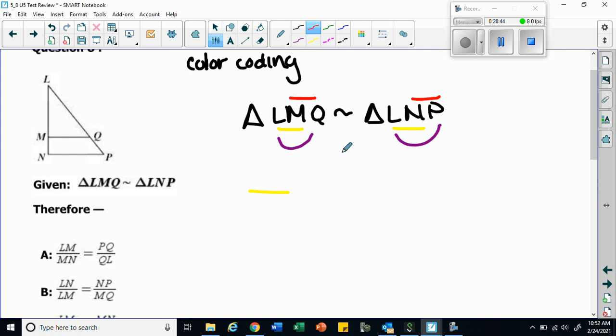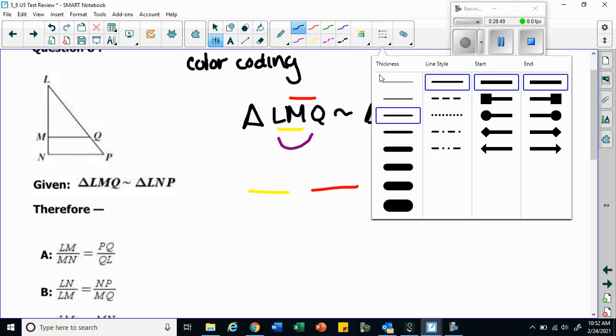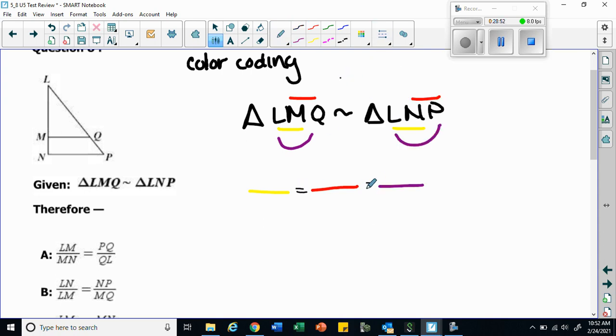All right, so what about our yellow? Our yellow, LM, there's no side length, so we're just going to write LM. So I started with the first triangle here, and this is the second triangle. So my first triangle goes on top, and my second triangle goes on the bottom. So I'm going to put LN. I'm going to take my red, which is MQ, put it on top of NP. My purple, which is LQ, on top of LP.